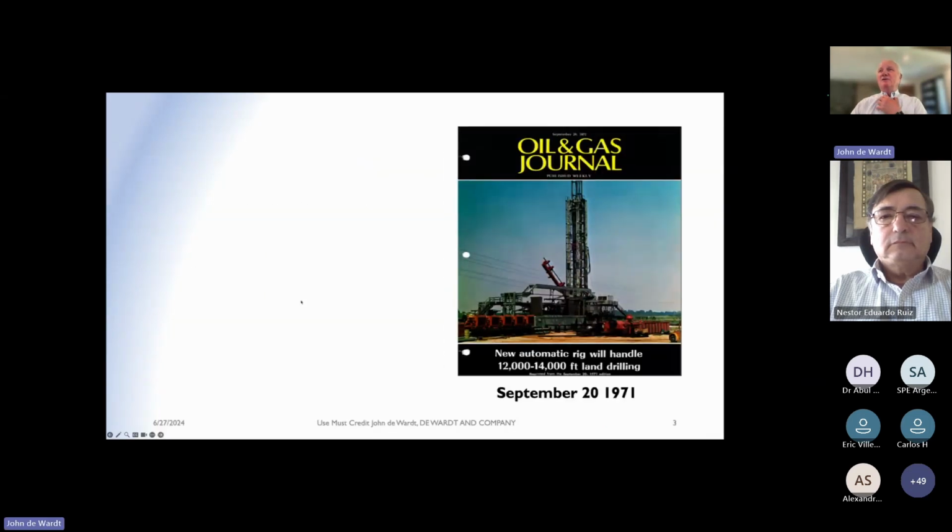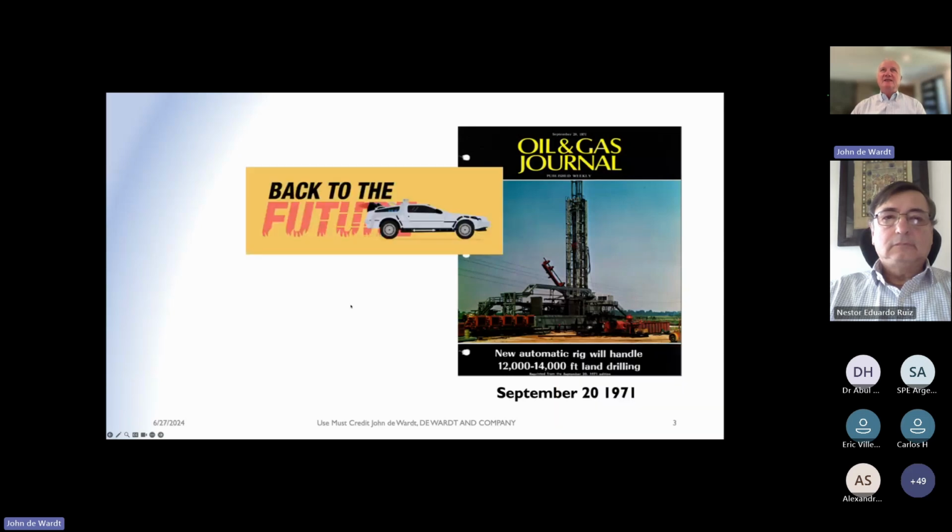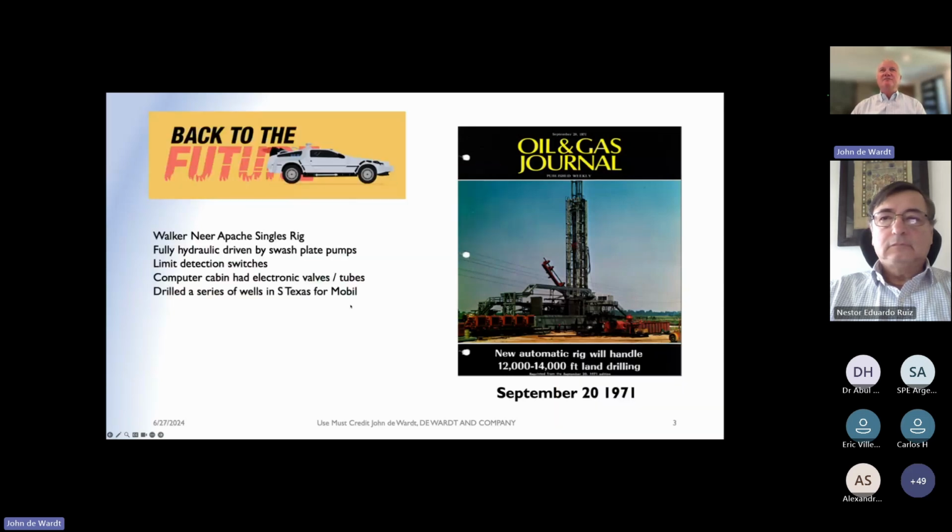So I start out here with something I mentioned in the abstract, an automated drilling rig, the NADM, the National Automated Drilling Rig, which was actually published in the Oil and Gas Journal in 1971. I visited this rig in 1981, and it was operating in South Texas in the early 80s. So I call this back to the future. And if you look at this rig, you probably recognize that it's a super single style rig. This is the Walker Neer Apache rig.